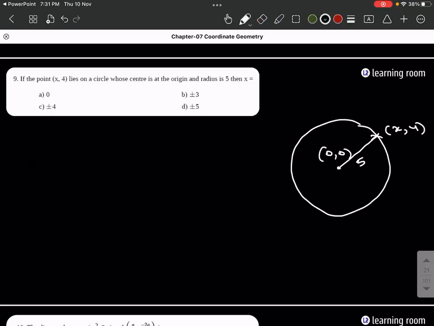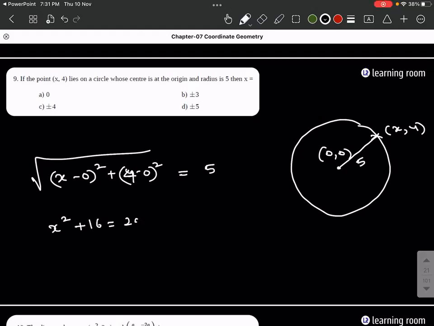So what I did is root of (x minus 0) the whole square plus (4 minus 0) the whole square is equal to 5. Squaring on both sides, I will get x square plus 16 is equal to 25, which implies x square is equal to 9, or x is equal to plus or minus 3. So this will be the option. Is it clear? Yes, sir. Good.